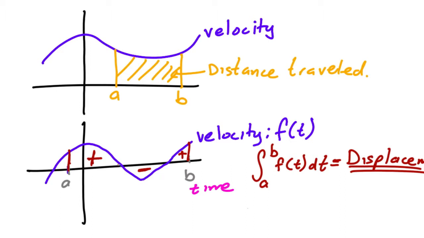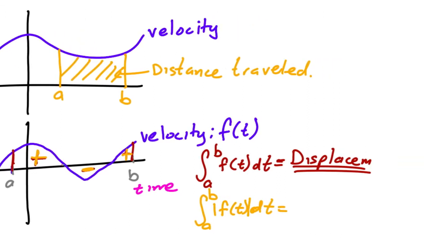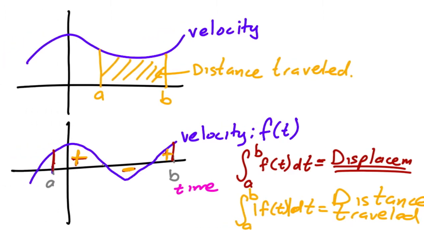Now, if you want to find the total distance that you traveled, then you would have to count the negative area as positive as well. So that just needs a small modification. You just get the integral of the absolute value of f of t dt. And this is going to be the total distance traveled. And we'll do an example in a little bit.